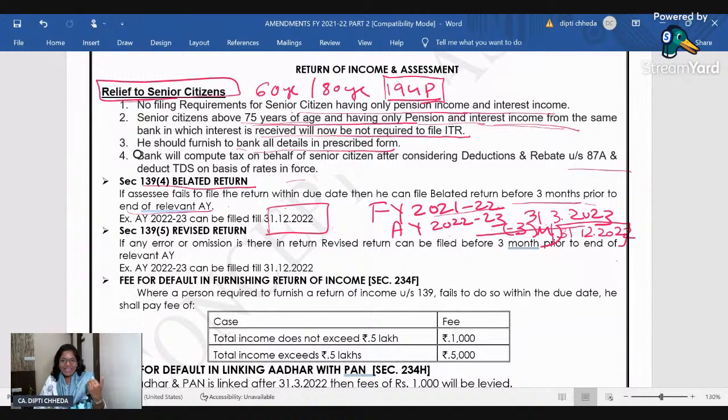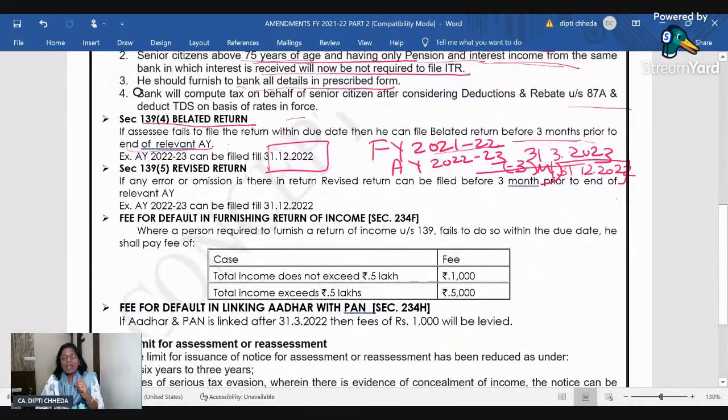If I can say, I hope you're not getting confused: we are doing Finance Act 21. In 22 there is another amendment, so that we are going to teach you in the next month and the next year. So right now, is this clear to you? Okay. Now listen, all of you, because we were having time till 31st March 2023.